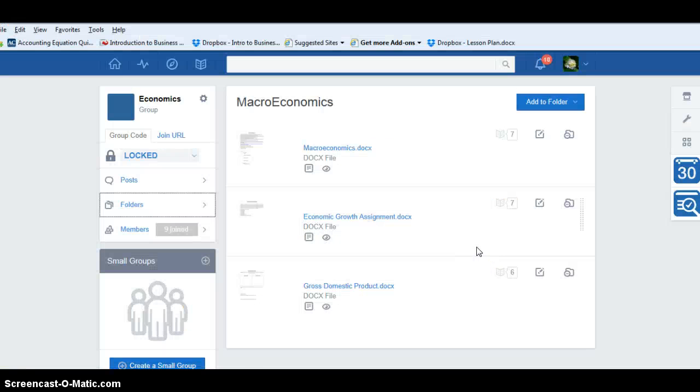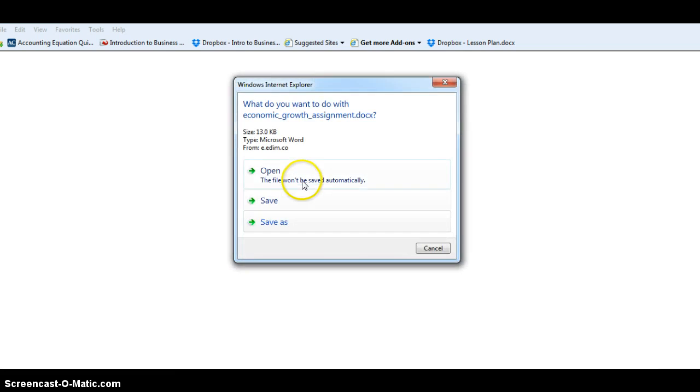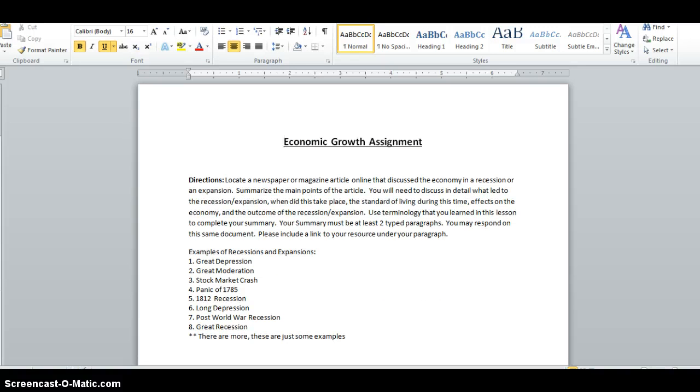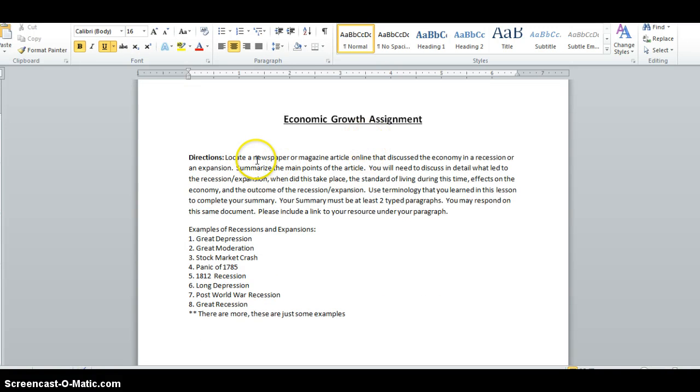Alright, number 2 assignment to be completed was the economic growth assignment. Within this assignment, it tells you to locate a newspaper or magazine article online that discusses the economy, whether it be during a recession or an expansion. And I want you to summarize the main points of the article. So you will need to discuss what led to this recession or expansion.